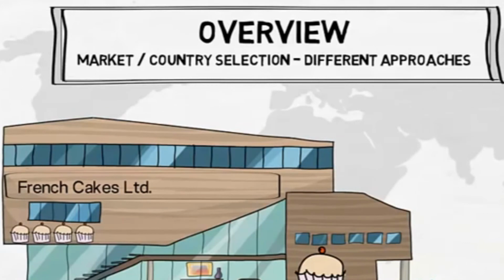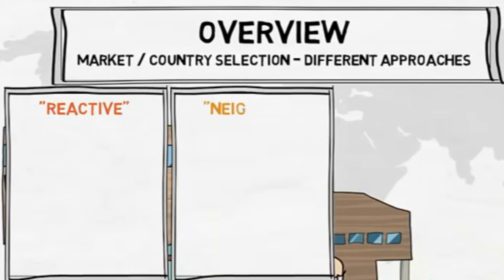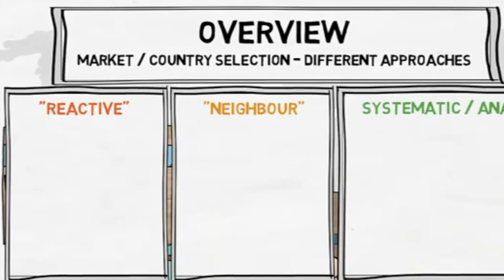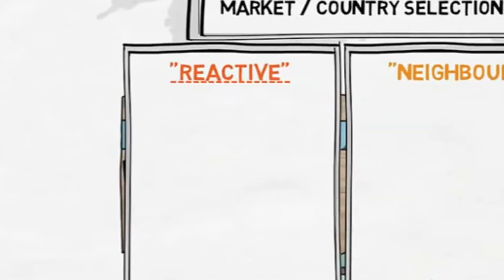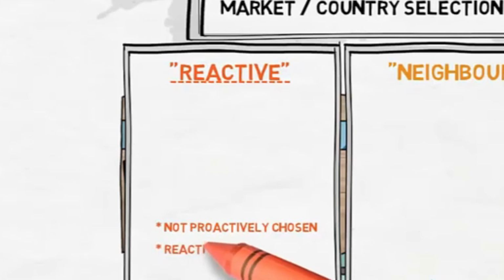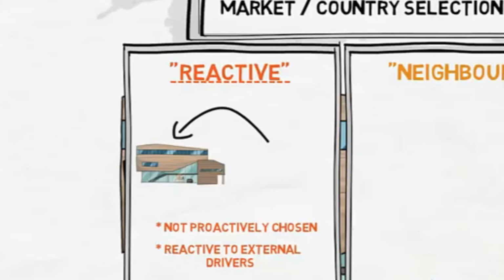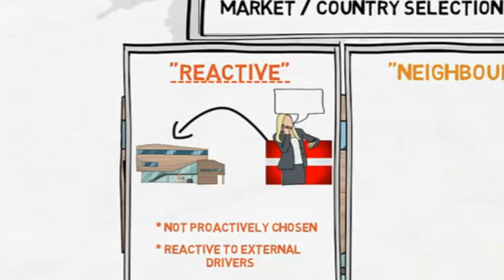Although no two companies follow the exact same process, as marketers we often talk about these three different types of market selection approaches. The reactive approach explains those situations where the international markets are not proactively chosen. The so-called selection process is instead characterized by being purely reactive to external drivers. If, for example, a wholesaler in Denmark contacts French Cakes and inquires about a supply of French cakes and desserts, this could be the first step to a reactive market selection for French Cakes.